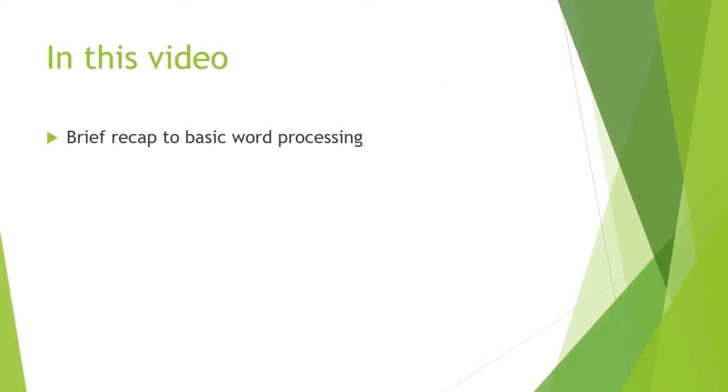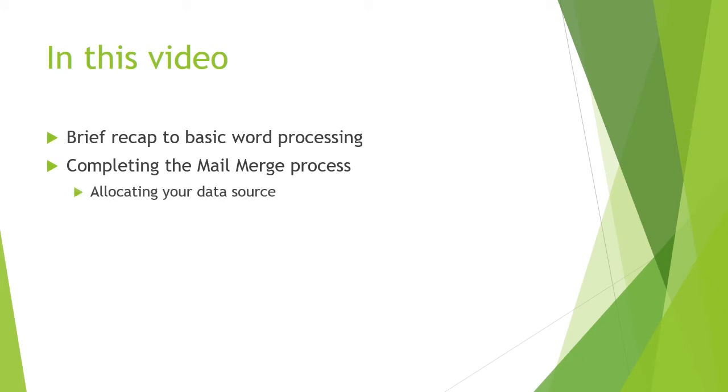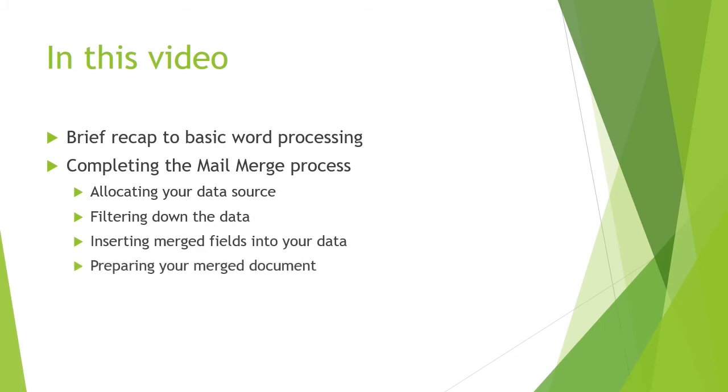In this video, we're going to look at firstly briefly recapping some basic word processing that you will require if you're doing a mail merge question in your Functional Skills ICT exams, but mostly we're going to be looking at completing the mail merge process. So we're going to be looking at how we allocate our data source, how we filter down our data, inserting that data into our document, and then preparing the document to finish the merge.